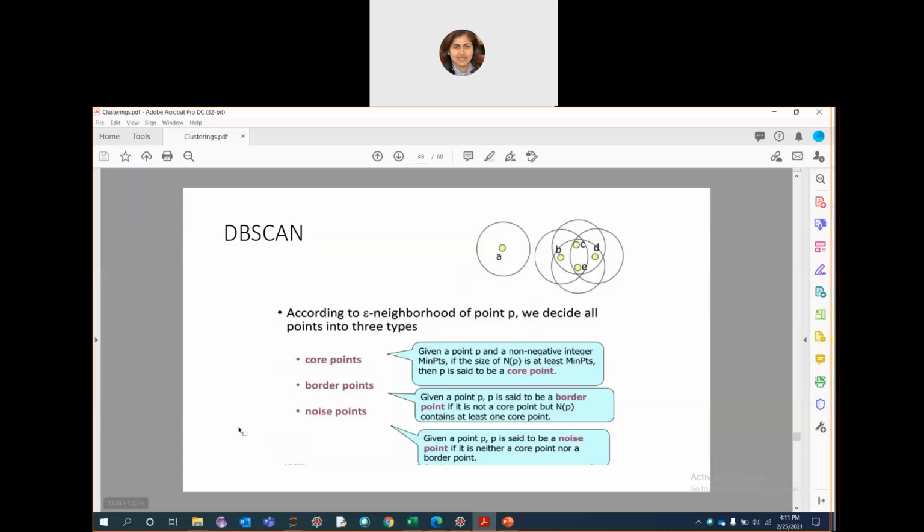Then the noise points. Noise points are also called outliers. If there is a point which is not a core point and not reachable from any of the core points, in this case we can consider A as an outlier or a noise point.